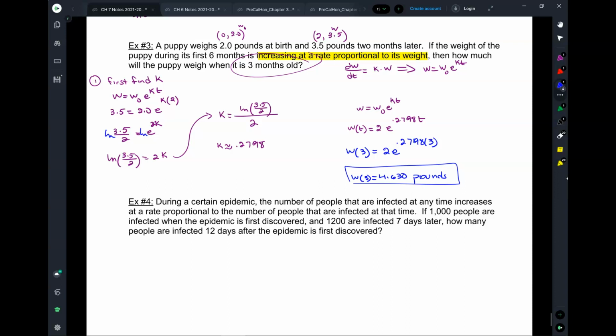And you have to say W of t or W of 3 is the amount that the puppy will weigh when it is 3 months old. Like, you have to say it out. And having the proper labeling also helps you determine what it is that you have, right? Okay. Ready for another one?